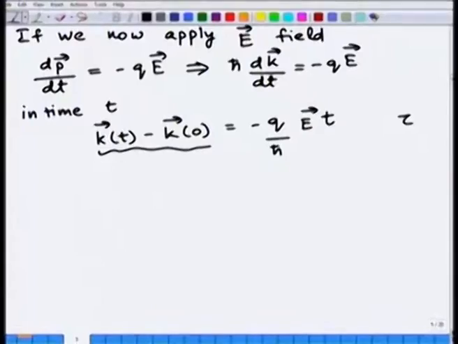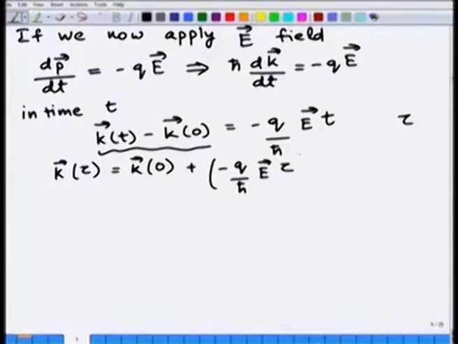You think of tau as the relaxation time; if you want to think the same way as Drude, then it is the mean time between collisions, and therefore after time tau, on average, the value of k would become, after applying an electric field, k equal to k at 0 minus q E by h bar times tau. So, if tau is the relaxation time, then the average value of k when you apply an electric field is k of tau, this quantity.